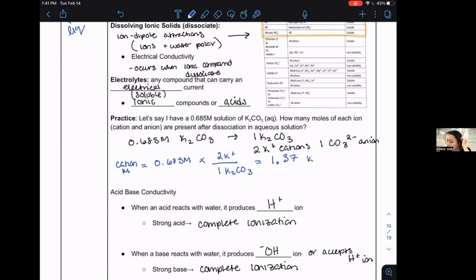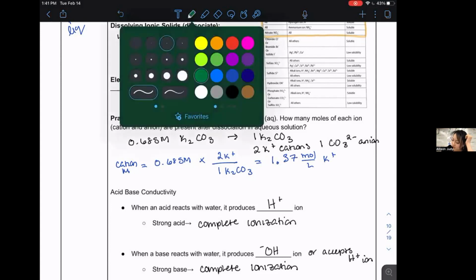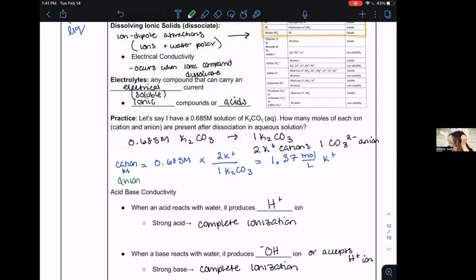1.37 K plus. Okay. And that's in moles per liter. Now, if you're asking how many moles are present in solution, well, let's just assume I'm in 1 liter. So technically then, how many moles are present? 1.37 moles in that 1 liter. Okay. Next one, anion. Shouldn't be too bad, folks.